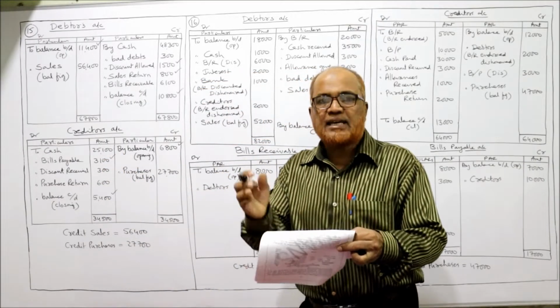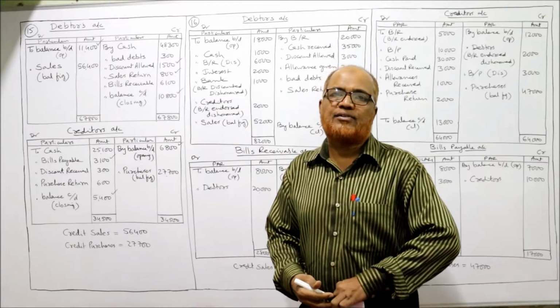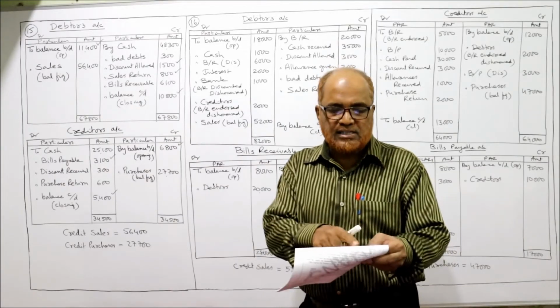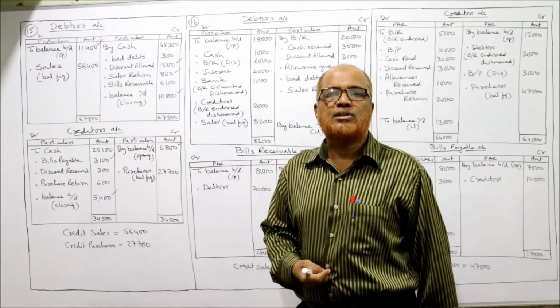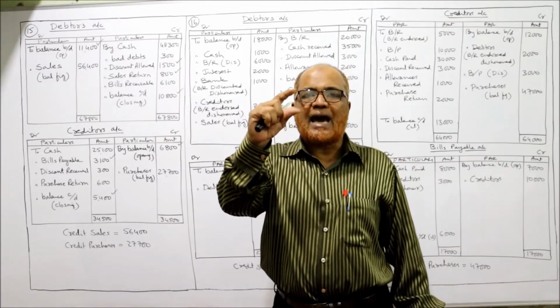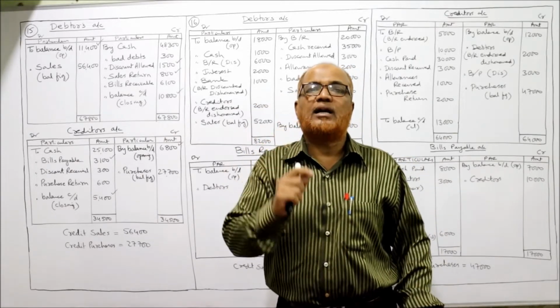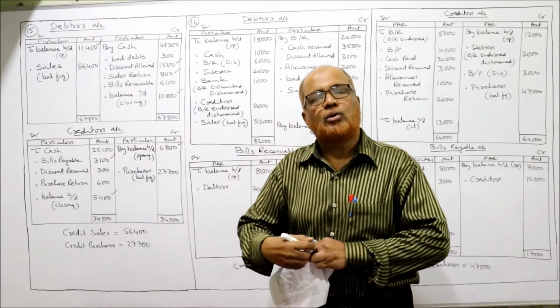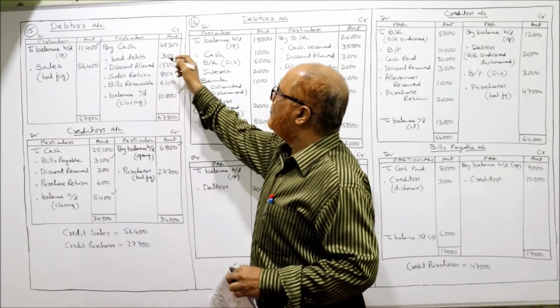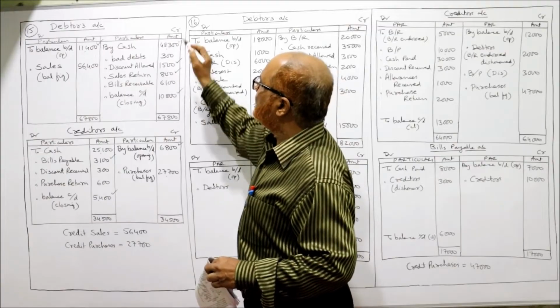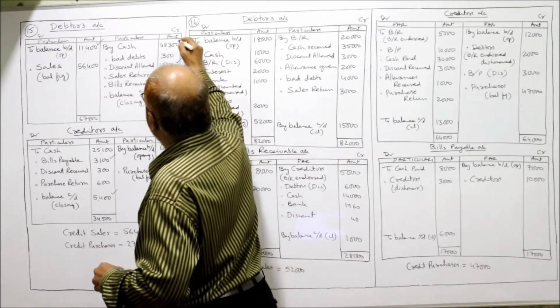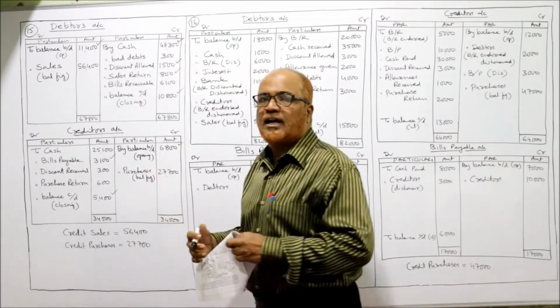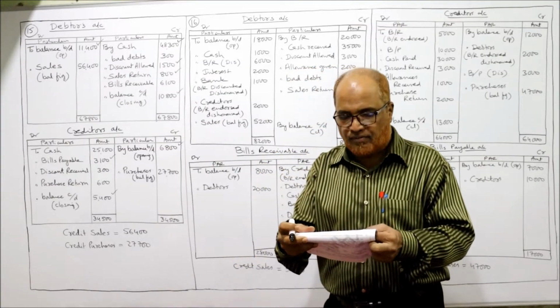Next, cash received from debtors 48,300. The entry will be cash account debit to debtors account. So debtors will be credited by cash 48,300. See, for each one I am putting a tick. 48,300 cash received from debtors.